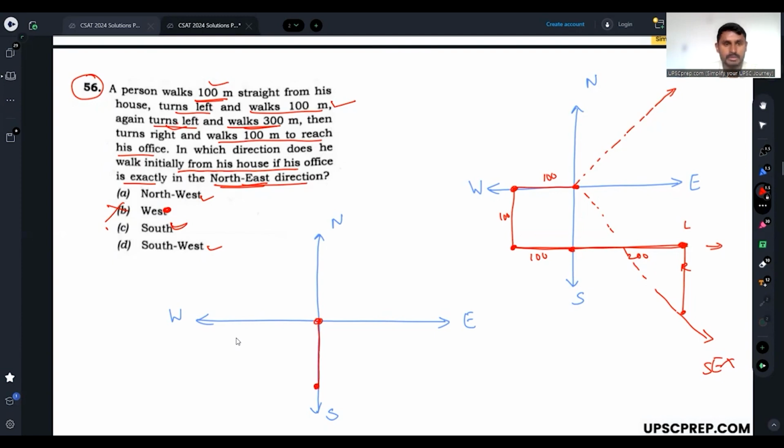Till here he walked. Then he turns left and walks 100 meters. Now he is turning left. So what does he have to do for a left turn? Now he is facing in this direction, so his left turn will be this. Our right will be his left. So he has walked in this direction, right? 100 meters. Again he turns left and again walks 100 meters, so here again he walked 100 meters, right.